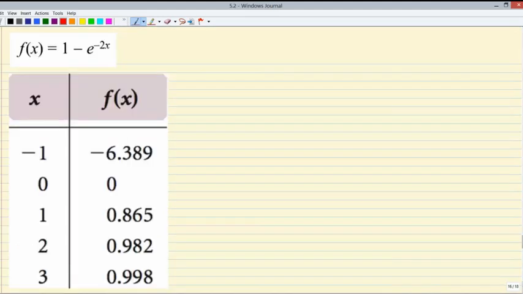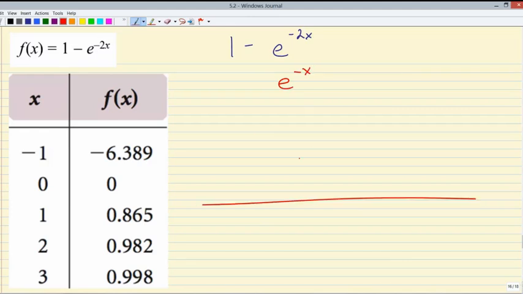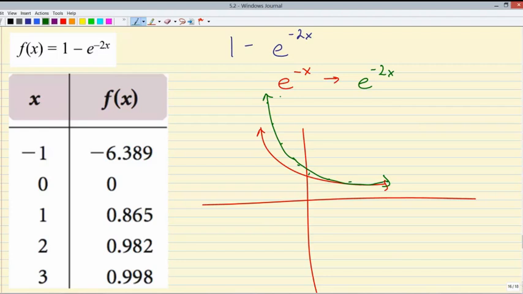So if we wanted to do this one, again, we want to break it into parts. So we've got 1 minus e to the negative 2x. And so you want to start by looking at e to the negative x. That's exponential decay. So that means you're going to have a function that decays like this. Then you're going to multiply it by the 2. That's going to double everything. Then you're going to take the opposite of that, and then you're going to shift everything by 1.